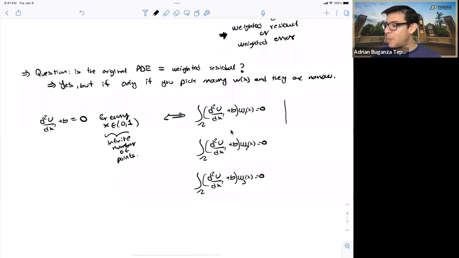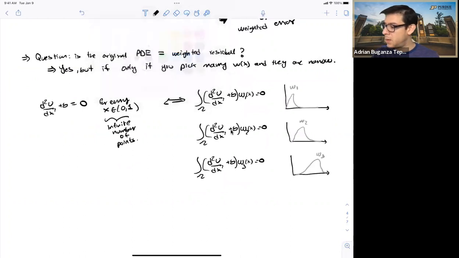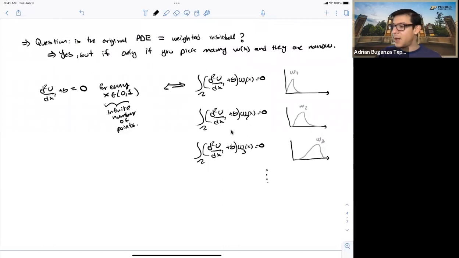And every time I do it, I'm calculating an average error of some region. So if the W, going back to my notation, so let's say that W1 is something like that. Let's say that my W2 is maybe a little bit more to the right, and my W3 is a little bit more to the right. So this is W2, this is W3. So you can see that when I multiply by W and I integrate, basically what I'm calculating is the average error over these regions.